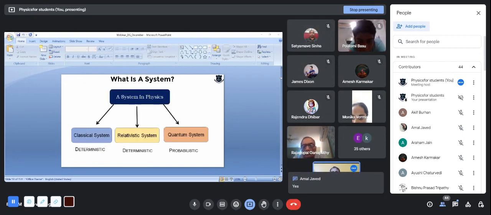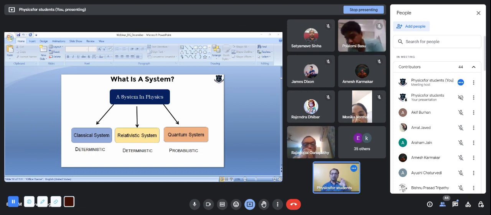Now you see, in physics, is a dipole a system or not? Very good question, Prashant. A dipole won't be a system until and unless it actually interacts. Yes, that is very true. It's a very good question from Prashant. A dipole cannot be called a system. I will come to that later.